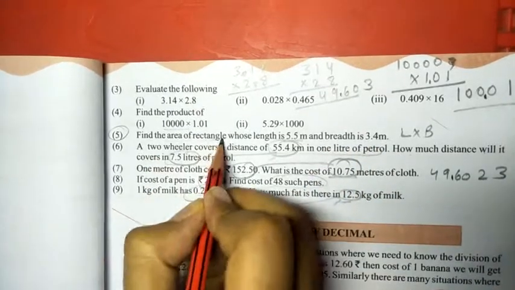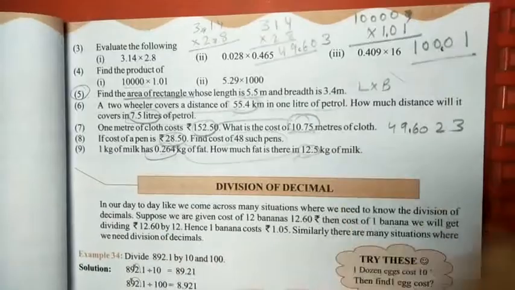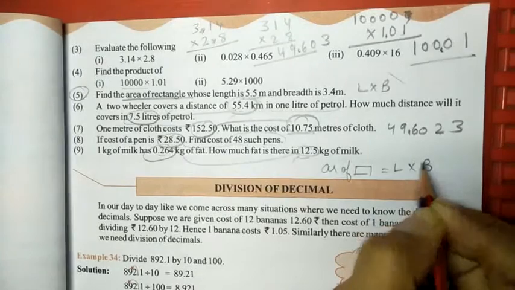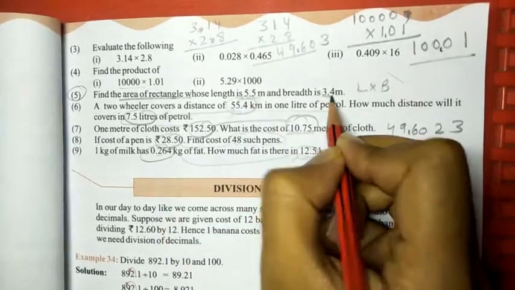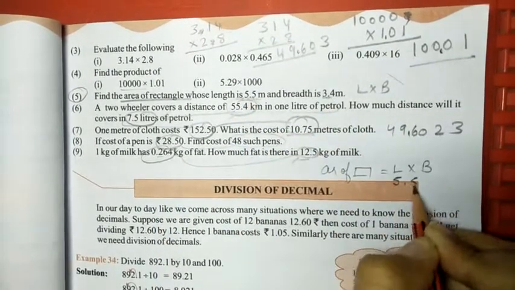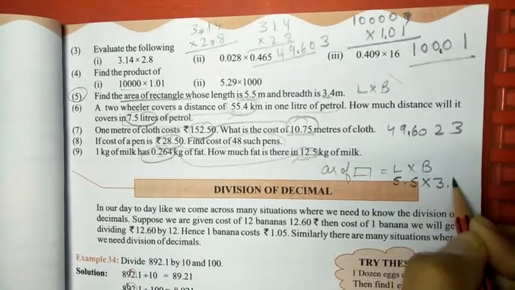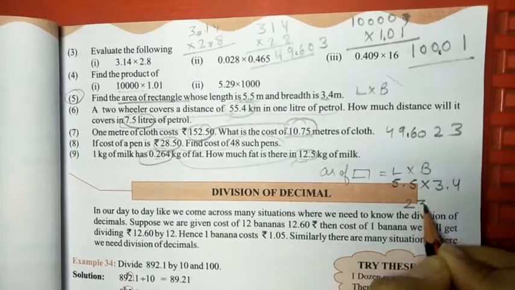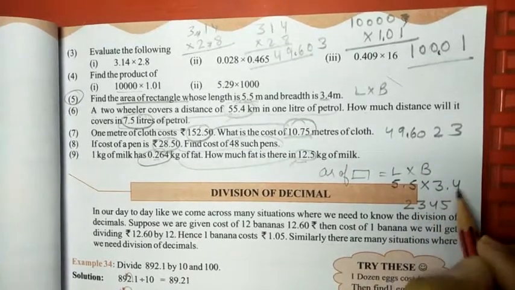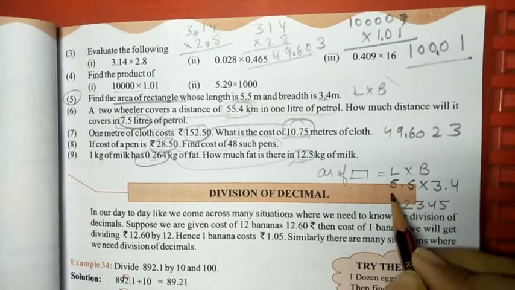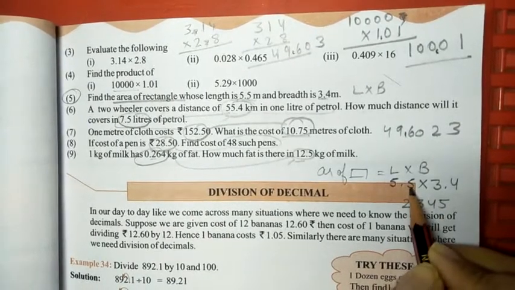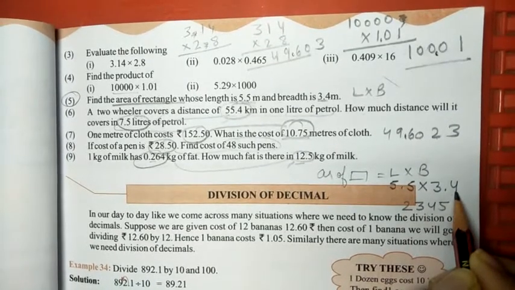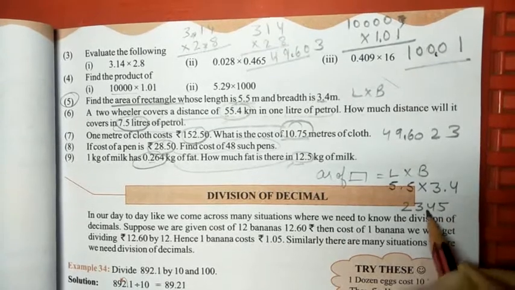In this, you should know the area of a rectangle formula is L into B. Simple. Then you have to multiply 5.5 into 3.4. Suppose your answer is coming 234. You will see that in both the numbers, length and width, there is one digit after the decimal. So I will count this one digit and this one digit, it becomes 2, so I'll place my point here.